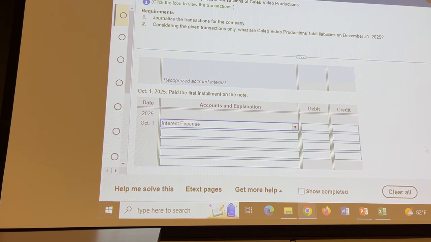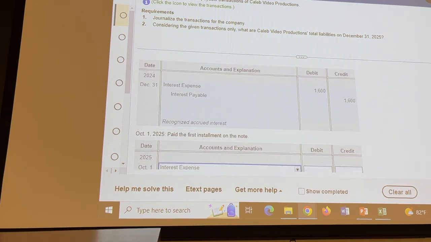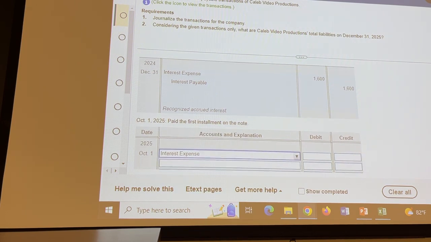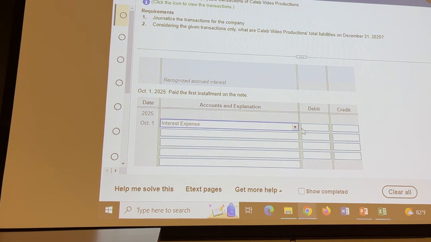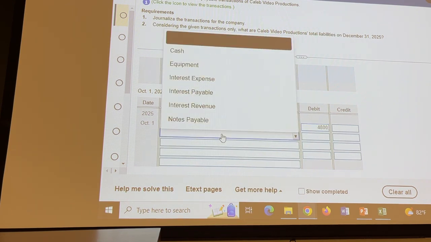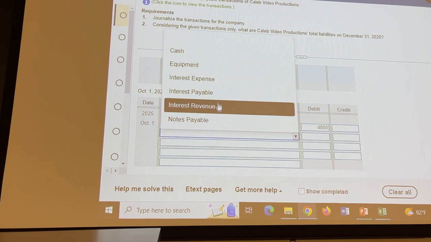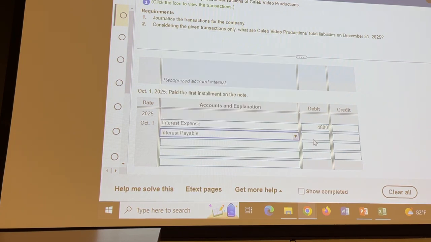So for interest expense for 9 more months, that would be 3 times as much as we accrued in the last journal entry. So 3 times 1,600 would be $4,800 of interest expense. And then we'll reverse the accrual that we made back on December 31st. So we'll debit interest payable for $1,600.